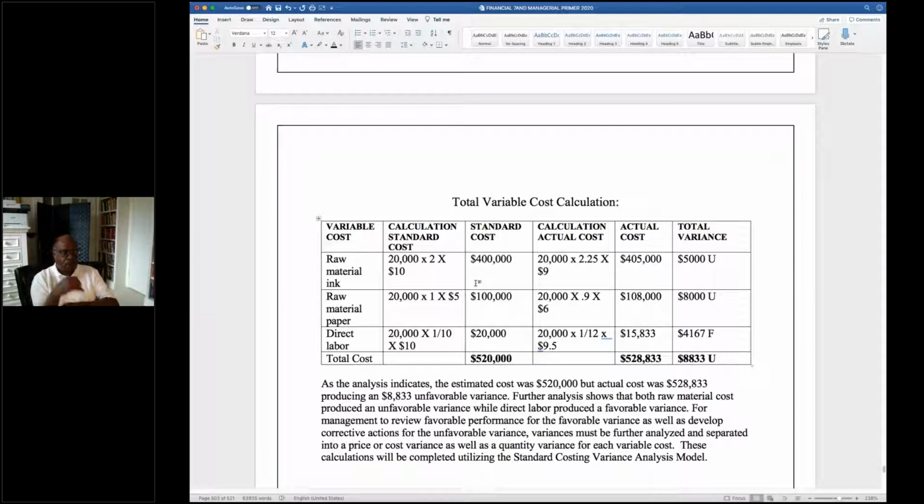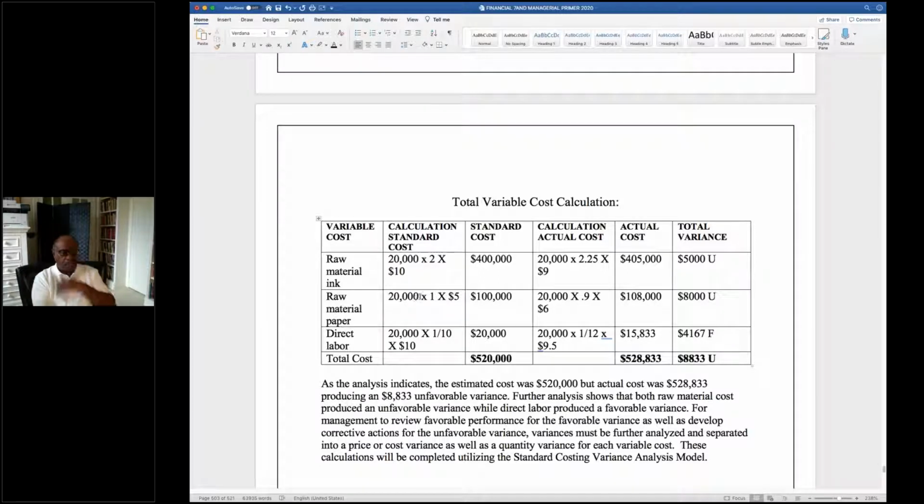Question. Yes. So you multiplied the 2.25 by the $9 to get the 405,000? Correct. That is the quantity, 20,000, times 2 ink cartridges, times the price of 10. This is what you were supposed to spend. Well, you spent 405, so you're over. So when you run a company, the company's going to investigate that variance.